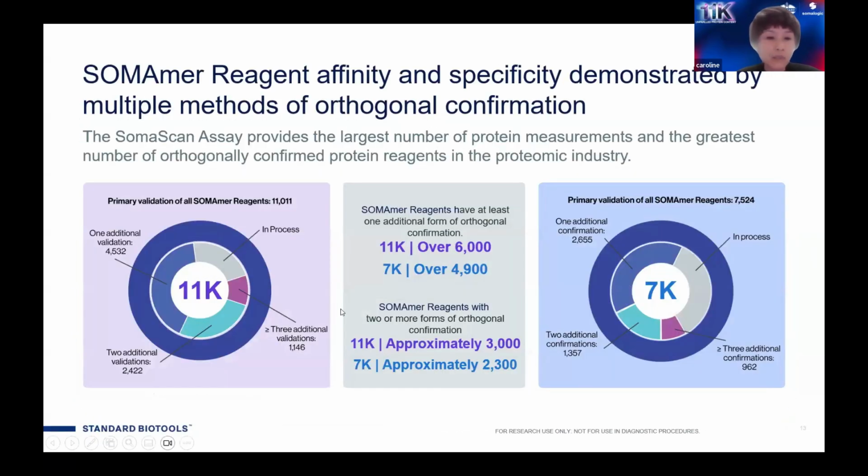Here is a summary showing the number of SomaMer reagents that have gone through 1, 2, or 3 additional orthogonal validations. All our SomaMer reagents have gone through primary validation in-house in our R&D department, and these are just the number of reagents that have orthogonal confirmations through publications.